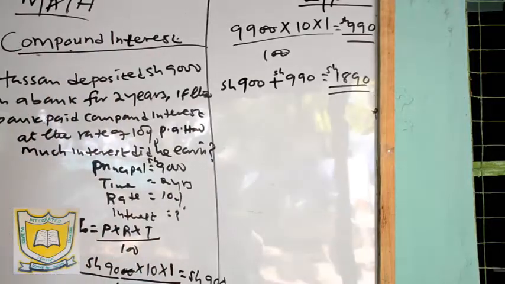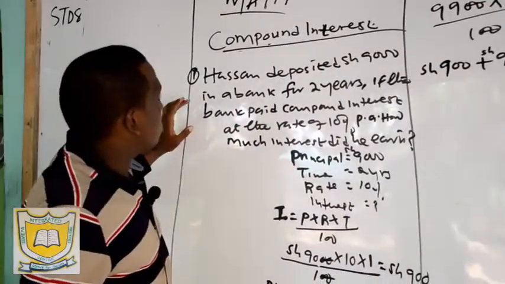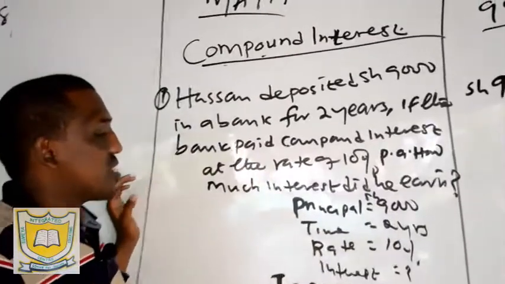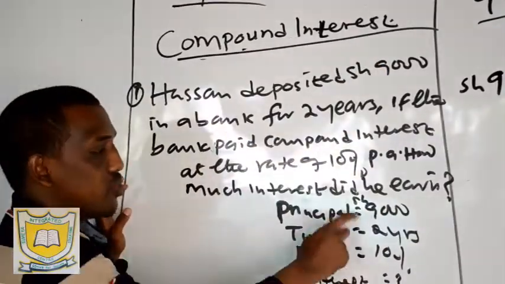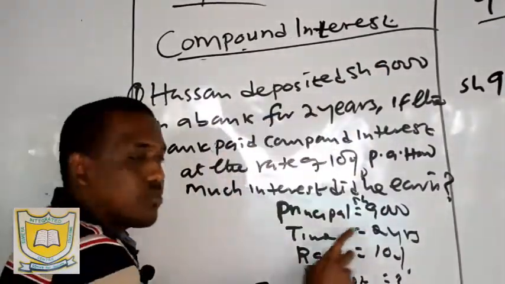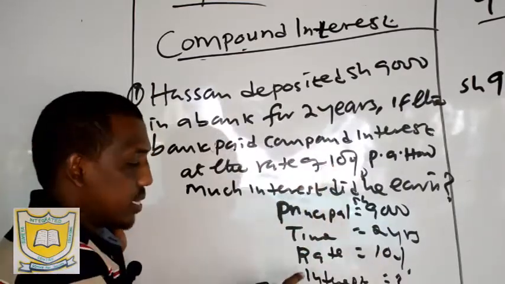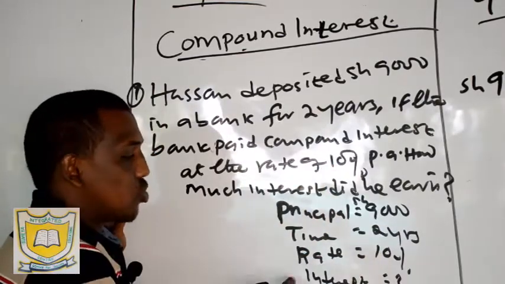I'm repeating, it's a bit technical. You are told Hassan deposited shillings 9,000 in a bank, 9,000 principal, for 2 years, time 2 years, at the rate of 10%. So we are lacking the interest.